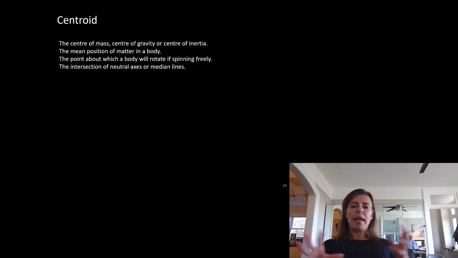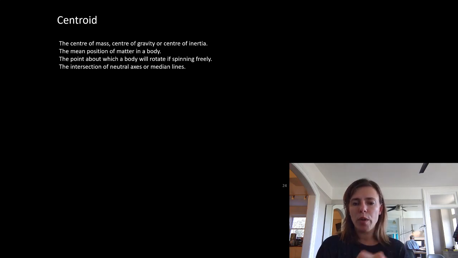So I want to start talking about another type of vector that we work with, and that is moments. Moments, yes, can also be a vector, and some of the language we use to talk about them is going to help us out a little bit here. You've already heard me talk about centroid a couple times, and that's the center of mass or the center of gravity or the center of inertia of the object. It's the mean position of matter in the body. It's the point about which an object will rotate if it's spinning freely, depending on what thing is loading it.